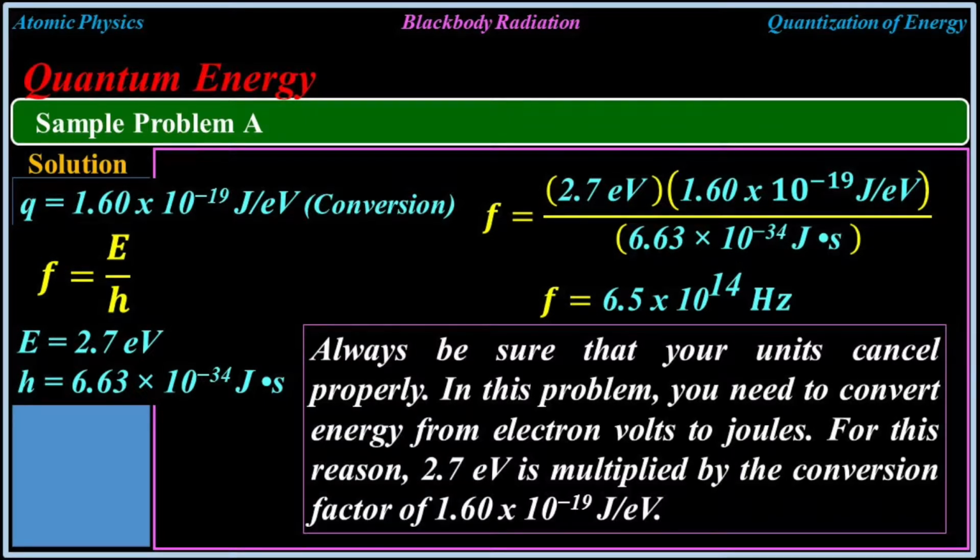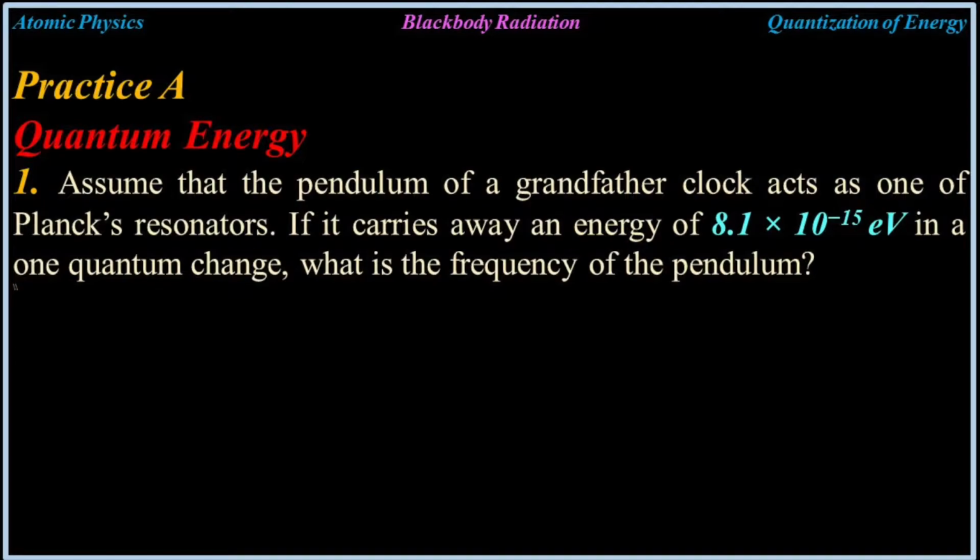Always be sure that your units cancel properly. In this problem, you need to convert energy from electron volts to joules. For this reason, 2.7 electron volts is multiplied by the conversion factor of 1.60 times 10 to the negative 19 joules per electron volt. Number 1, practice A.